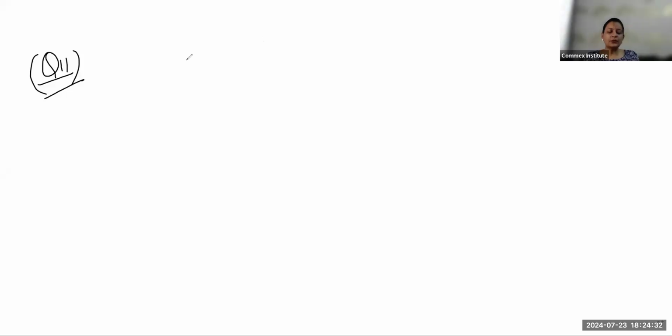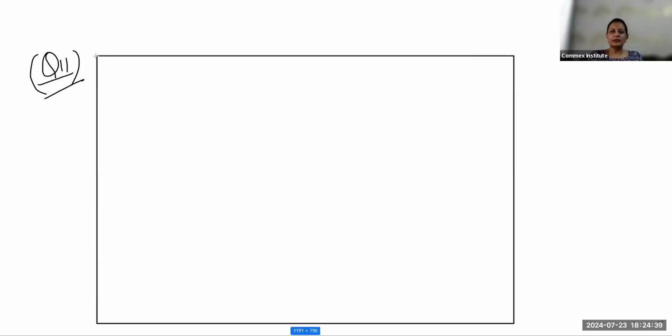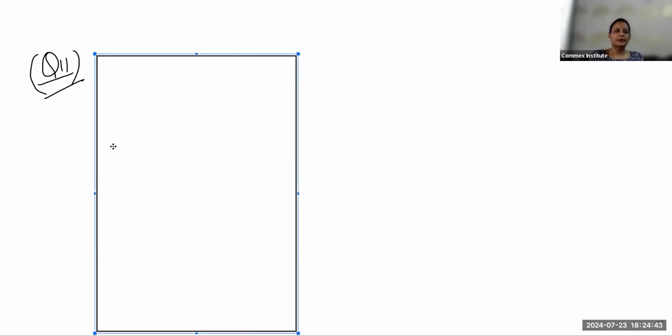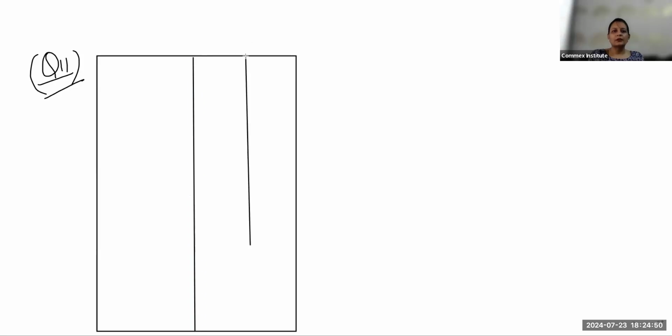Prepare the correct trial balance from the following trial balance in which there are certain mistakes. So we'll put it in the same format which they are having. The head of the accounts, and then the debit and the credit figures.